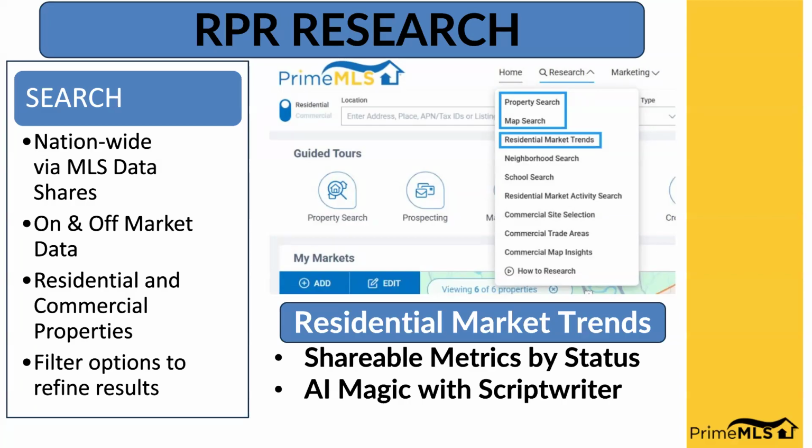And that means that gives you, as an RPR user, access to coast to coast property information. And not only does that include properties that are in those 200 MLSs, but it also includes off-market property data as well. You can use RPR to search both commercial and residential properties. And of course, there are tons of filters to help you refine your results. So let's get into it.